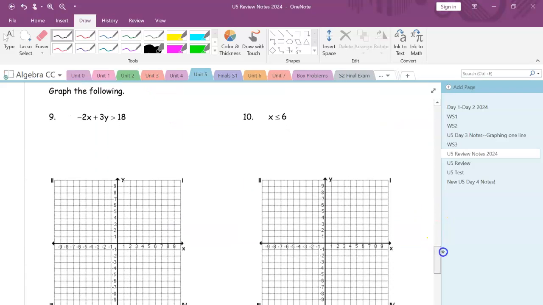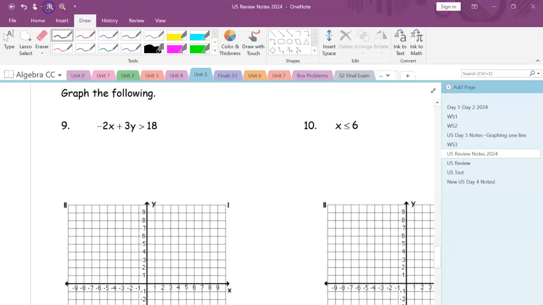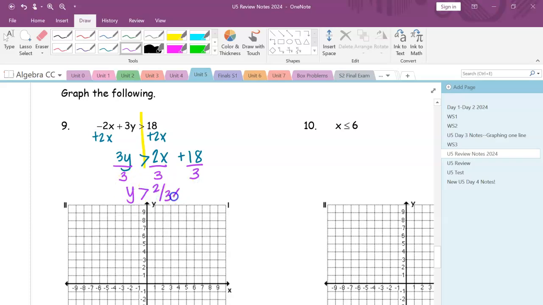All right, 2 more we're graphing. So the first one, again, if we're graphing, we need to solve for y. Let's go ahead and add our 2x over first. Remember, these cannot combine. Just bring down your 2x plus 18. And then go ahead, divide by 3. We are not flipping the symbol. 18 divided by 3 is 6.